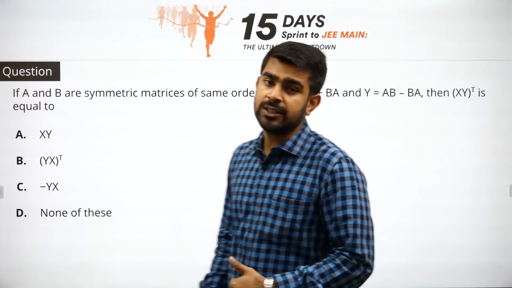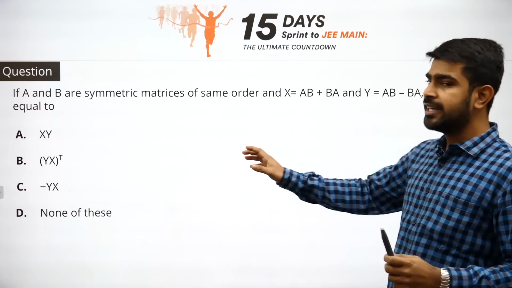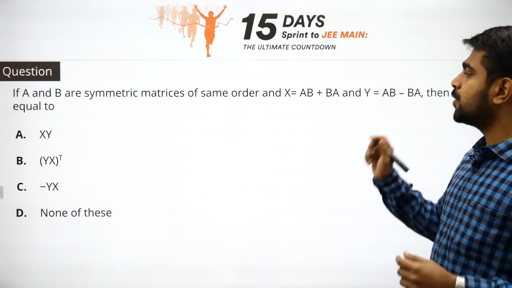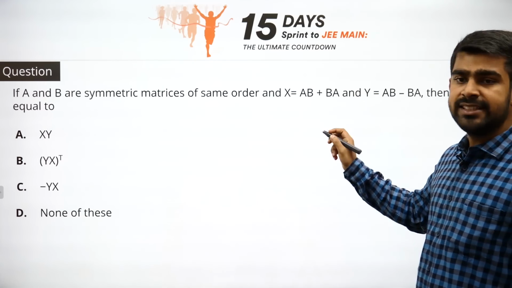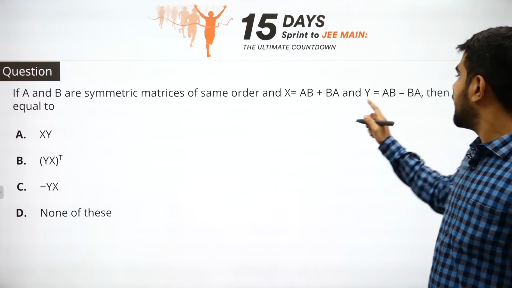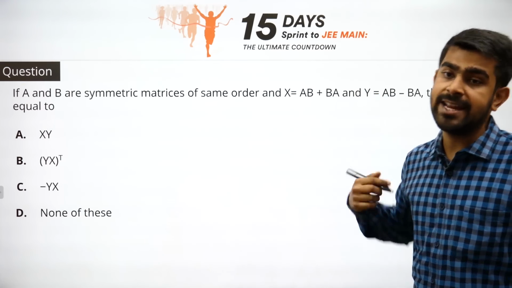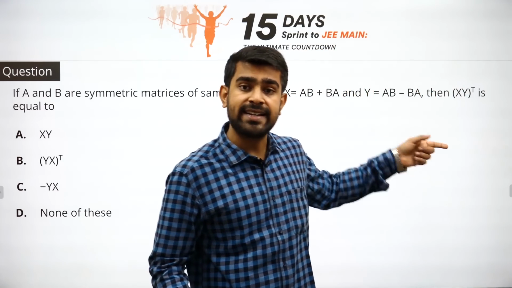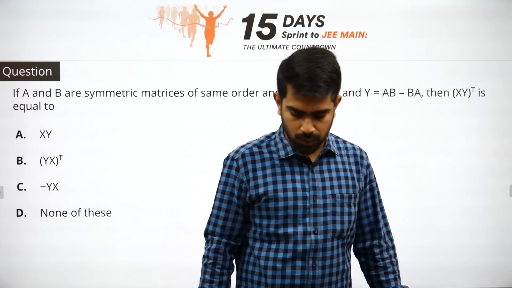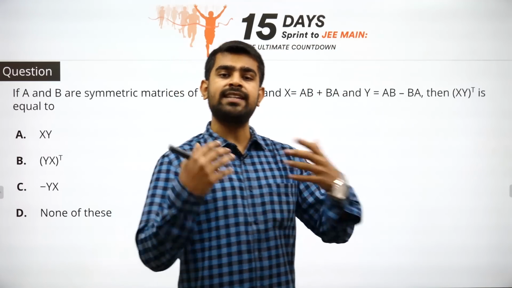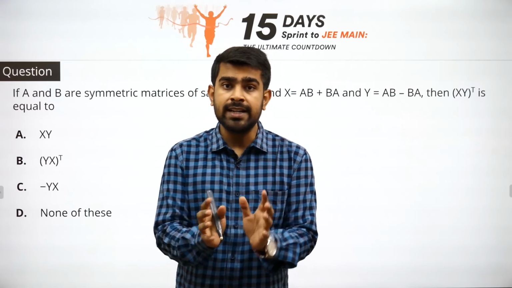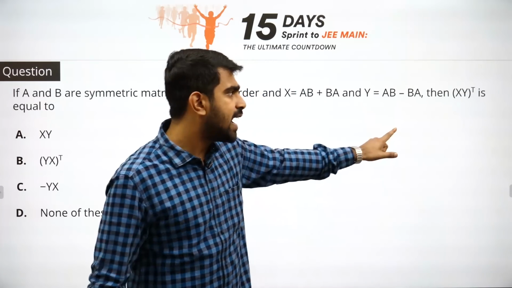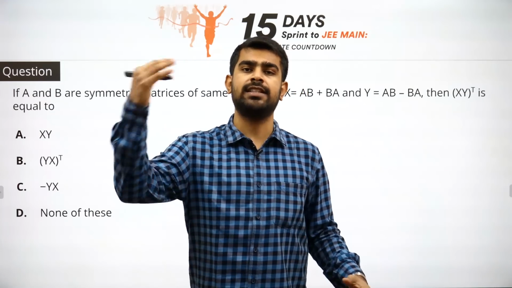This is the first question for you all. What is given over here? A and B are symmetric matrices of the same order, and X is equal to AB plus BA and Y is equal to AB minus BA. Then they are asking what is XY transpose equal to. So what do I do here? I start off from what they asked. What did they ask? They asked me what is XY transpose.